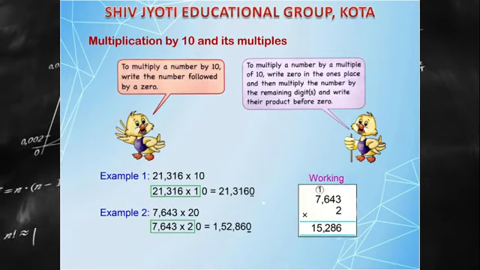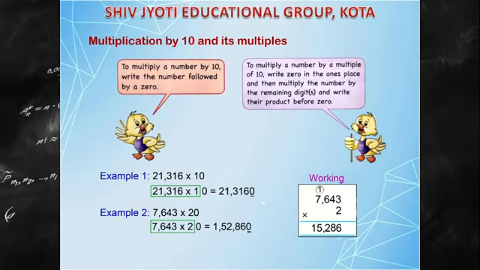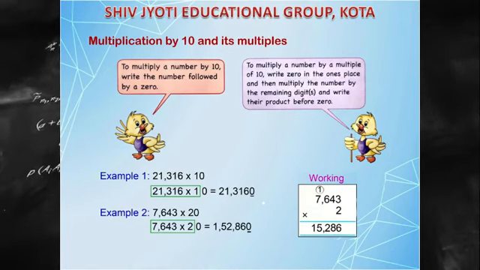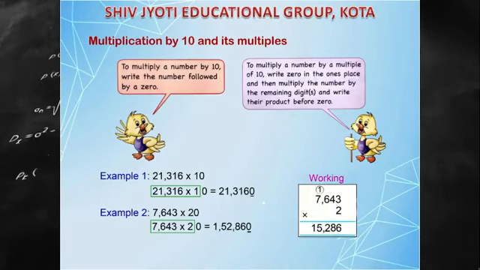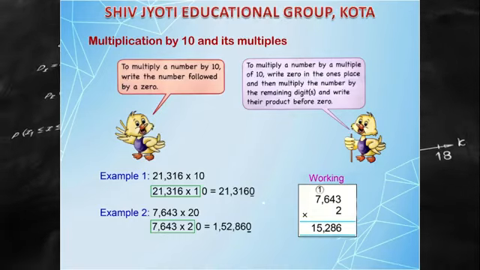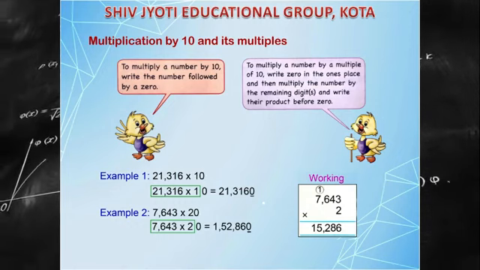0. To multiply a number by a multiple of 10, write 0 in the ones place and then multiply the number by the remaining digits and write their product before 0. Let us take another example.